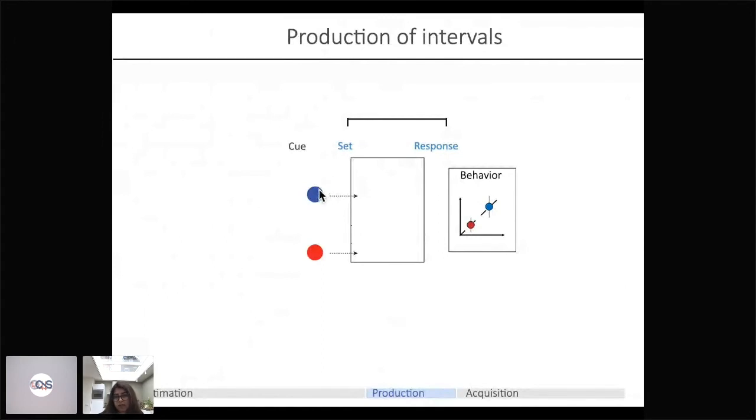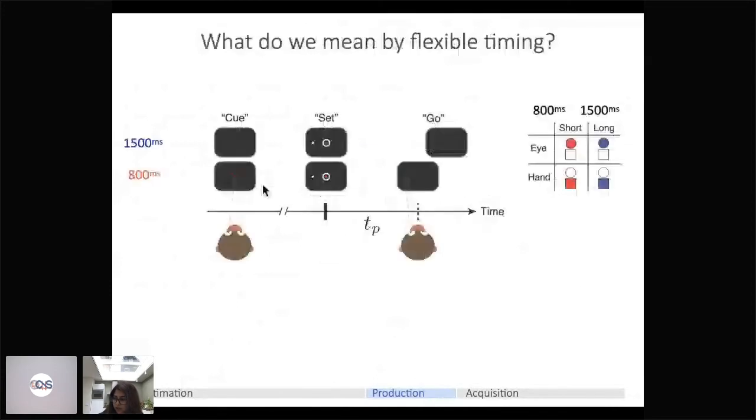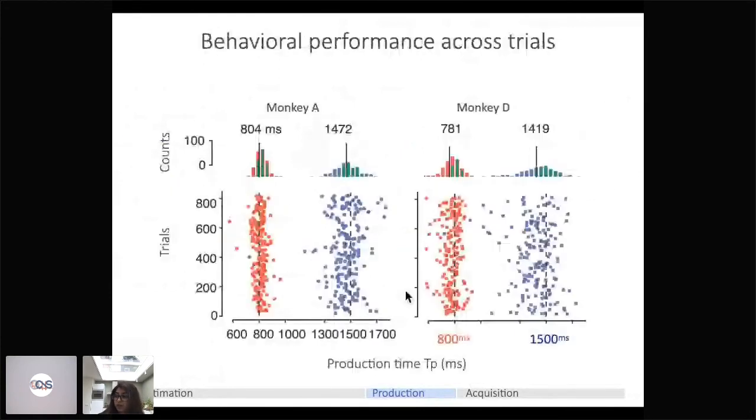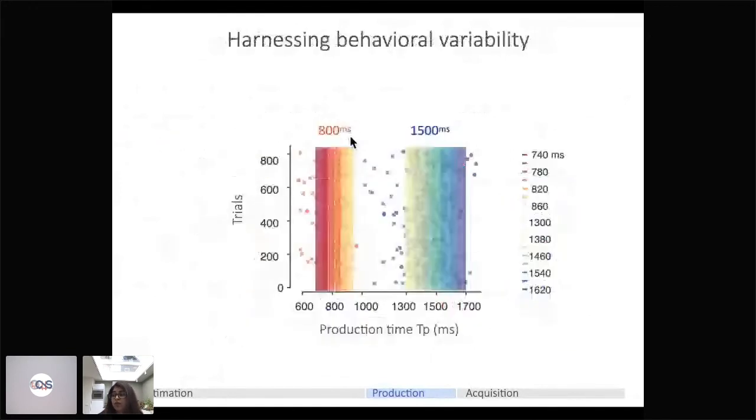And here we're going to directly cue the interval. So the monkey, when it sees a blue cue, will produce a long interval, a delayed saccade or a button press. Actually, that's what you see over here. Depending on the color of the cue, the monkey produces a delayed saccade at different intervals. And depending on the shape, it either does a delayed saccade or a delayed button press. So monkeys are able to perform this task. Here are the responses, on average 800, on average 1500 or close to it. And there is a lot of variability in the responses, and we are going to harness that variability by binning them into smaller responses. So while the monkey was performing this task, again, we were recording from the medial frontal cortex.